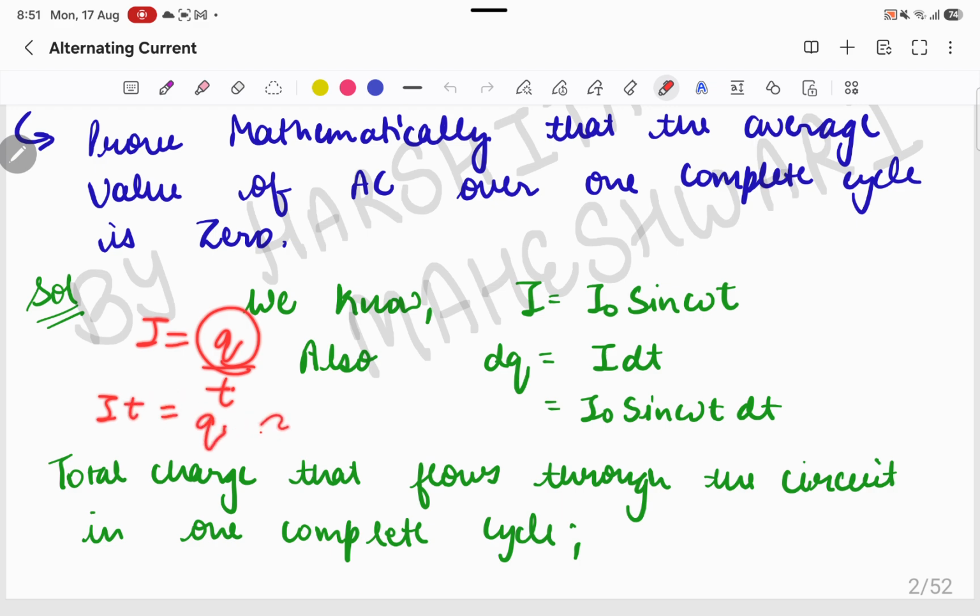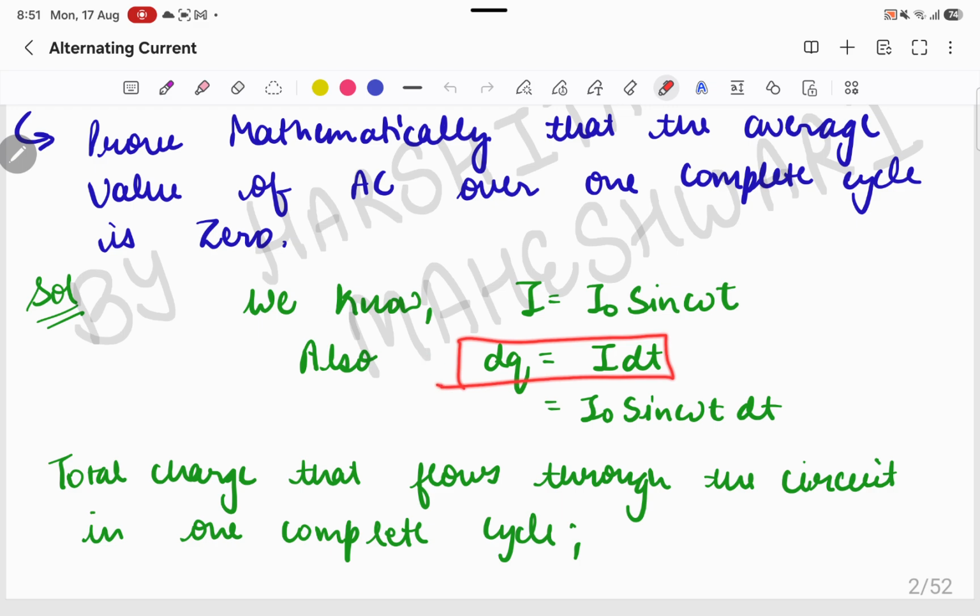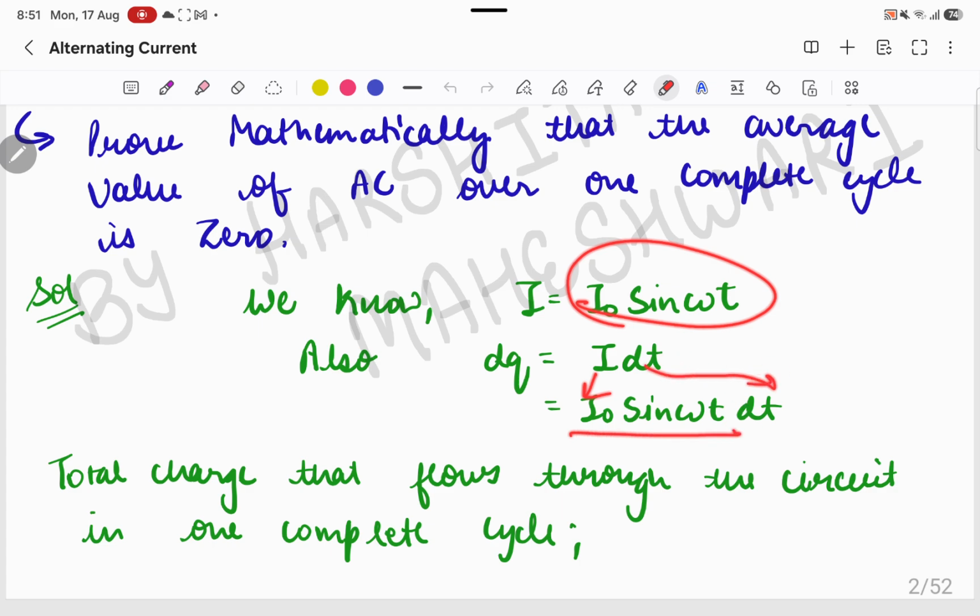So if I am taking the small type of charge which is flowing, dq, then it will be I into dt. If the charge will be smaller, then time period will also be smaller. That's why we are writing this. So we wrote it here that also dq is equal to I dt, and in place of I am substituting the formula from this part, that is I naught sin omega t, and dt will be as it is.